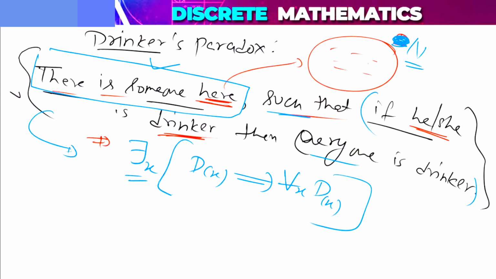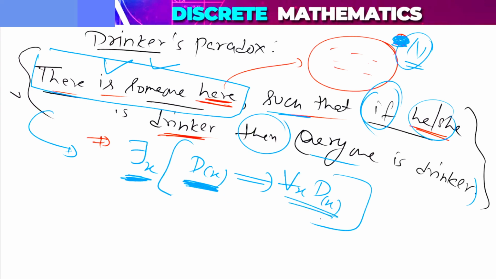Is this okay? Did you get it? Very easy. See, he's saying there is someone here. Yes, there exists X in this domain, and this domain is N. There is someone here such that if he or she is a drinker, this is basically an if-then statement. So this implies this: X is a drinker implies for all X, D of X, everyone is a drinker. So I have converted the given statement into first order logic.